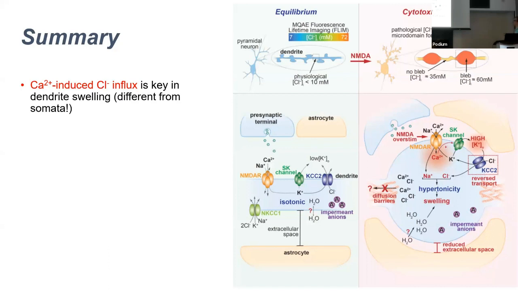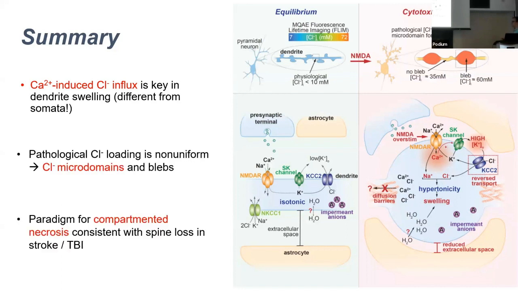And so I told you that KCC2 relies on this potassium gradient to keep chloride levels high on the outside, but the transport can actually flip, of course. So if extracellular potassium levels rise, you can get reverse transport of KCC2. And when you get the combined loading of sodium and chloride, the dendrite becomes hypertonic and then swells. And so we think that this is a cool paradigm for compartmented necrosis, which is of course relevant in neurotraumas, but perhaps also in neurodegenerative disorders where you see spine loss.